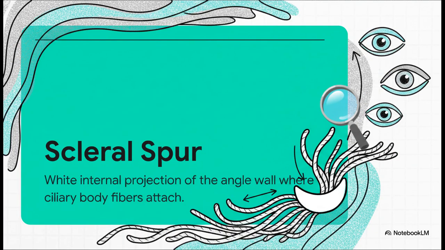Now, moving posteriorly past the trabecular meshwork, boom, we hit the scleral spur. This shows up as a white internal projection of the angle wall. It's actually where the longitudinal fibers of the ciliary muscle attach, and it beautifully contrasts with the grayish color of a non-pigmented meshwork, which makes it a highly reliable, bright white landmark if you know what you're looking for.